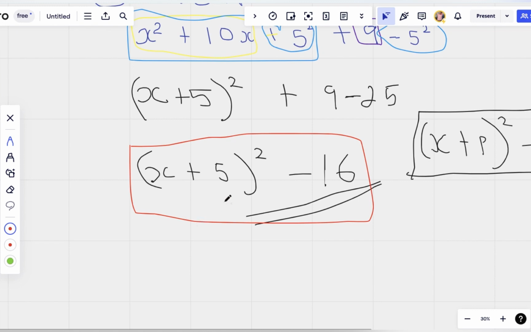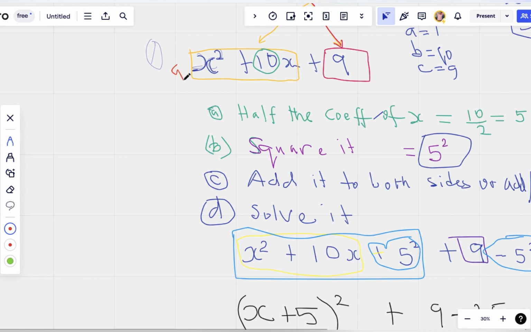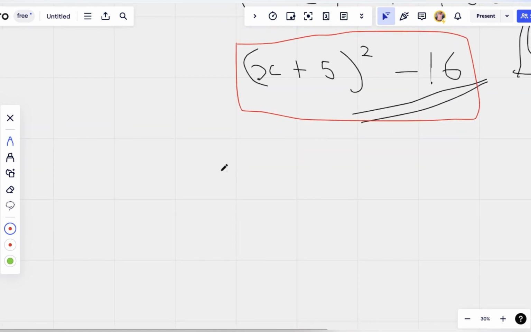Okay, this is a part of the question. Normally, when they want to ask, they say put in the completed square form. And then the second part of the question, they say, find the value of x if x squared plus 10x plus 9, see, it's the same thing, equal to 0. Now they just equate it to 0.